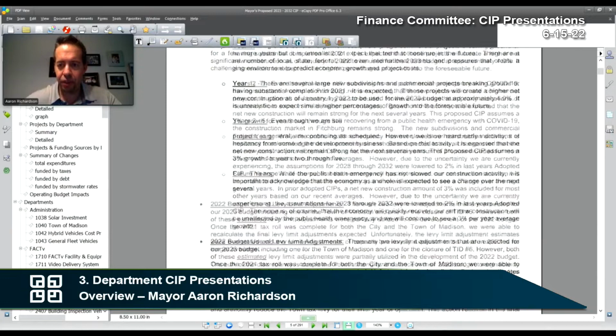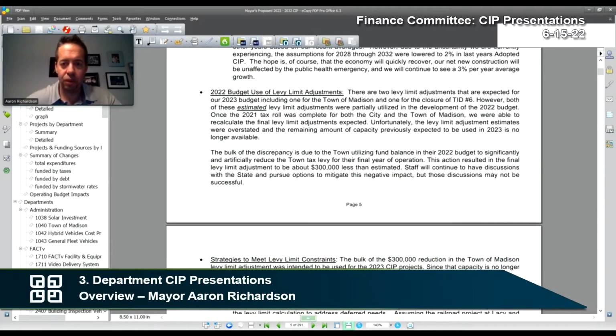Let's see, we did close the one TID this year. We'll close another one next year. Also, obviously, Town of Madison is coming in. And one of the things that was really unfortunate this year is that Town of Madison decided to cut their taxes and use their reserves to pay for operating the town, which means that the city of Fitchburg is out $300,000 per year because they did this.